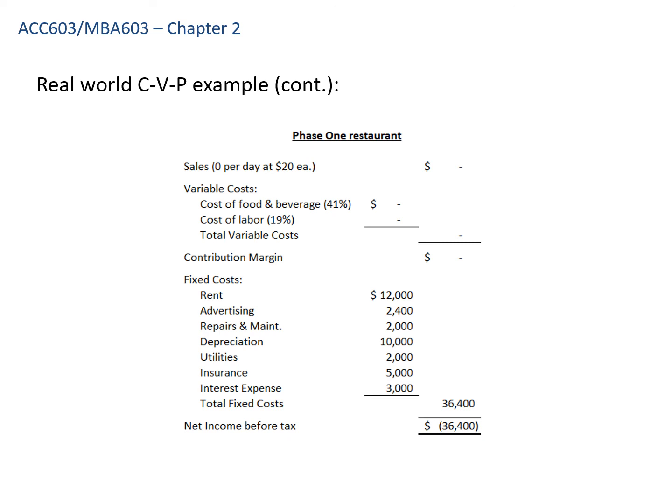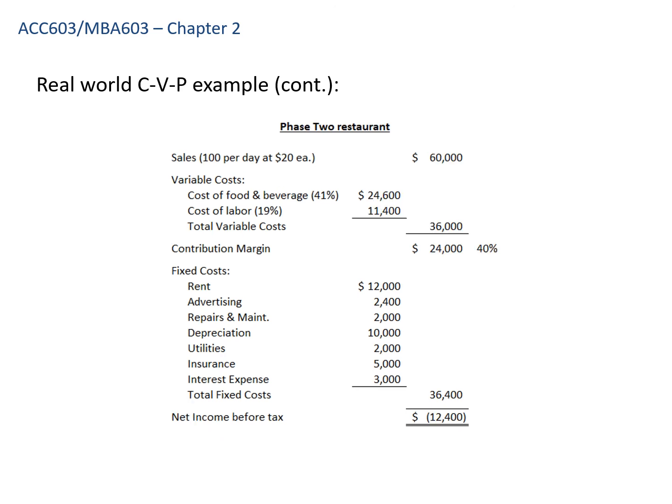So then the question is, we enter phase two, which I think is going to happen pretty soon in Thurston County, where they can be at 50% capacity. So let's assume we can be at 50% capacity, so we can serve 100 meals per day. What does that situation look like? That situation looks like lower revenue, but also lower variable costs. So now our contribution margin is $24,000. So we have a loss of $12,400.